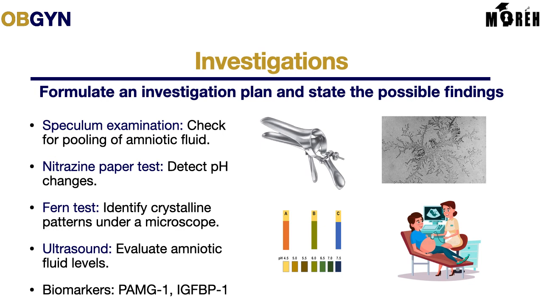So if at the facility where you are, you have this Amnisure rapid test, it would be important. It's very reliable. And another one is insulin-like growth factor binding protein 1. So again, this protein is synthesized by the decidua and found in high concentrations in amniotic fluid. And so you detect it in the vaginal secretions, okay?